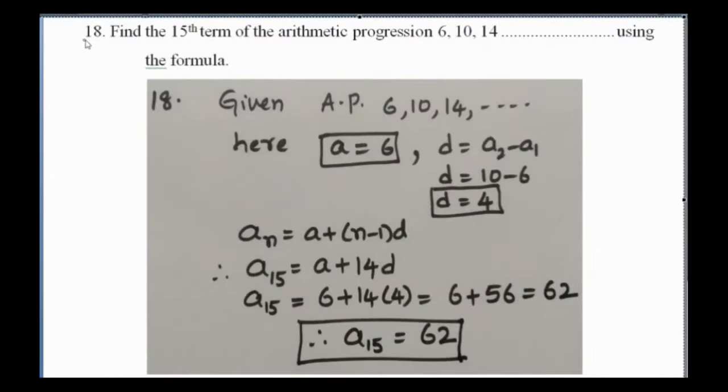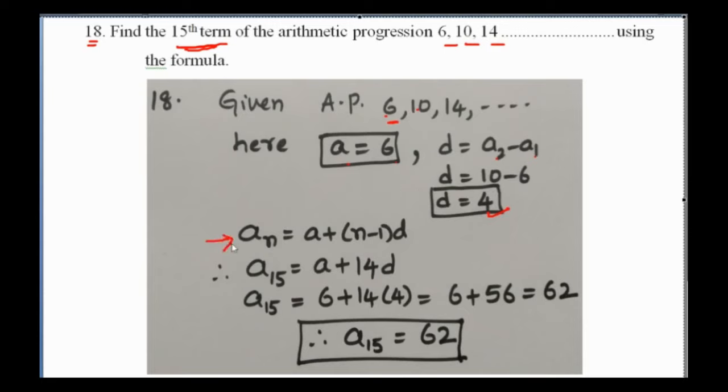Moving on to the 18th question, find the 15th term of the arithmetic progression 6, 10, 14. So we have to find the 15th term in this arithmetic progression. We know that a is the first term, 6, and d is a2 minus a1, which is 10 minus 6, which is 4. We know the a value, we know the d value, we will find the 15th term.